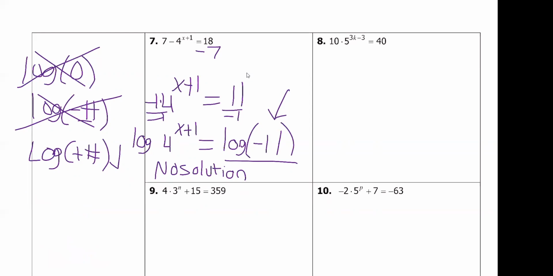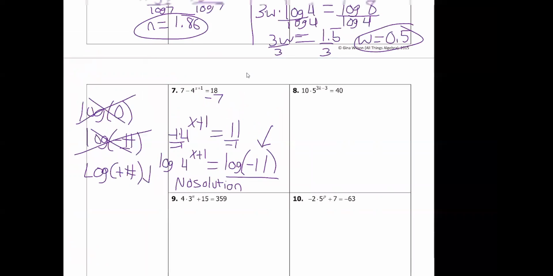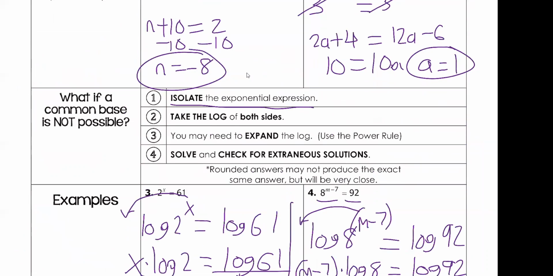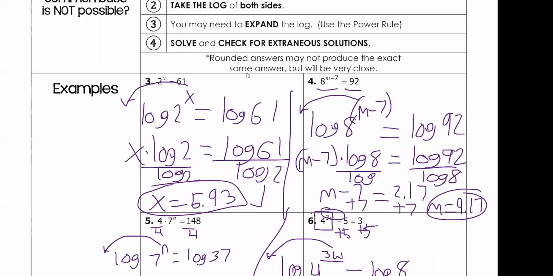So if you're ever solving a problem, or if you plug in an answer and it gives you a negative log, that's an extraneous solution or it just doesn't work. So when it's talking about extraneous solutions in these steps, that's really all you're going to be checking for.